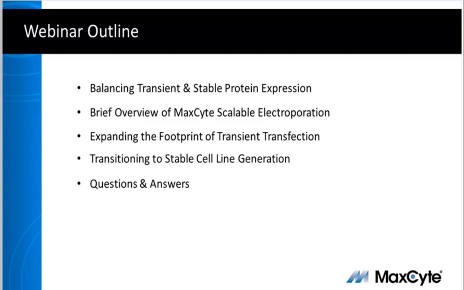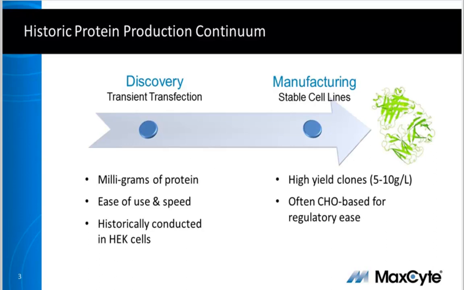Lastly, I'll discuss how Maxcyte transfection seamlessly segues into stable pool and stable cell line generation, shortening this phase of development as well. During the beginning stages of biotherapeutic discovery, hundreds of candidates are being evaluated to identify the more promising candidates based on binding affinity, biological activity, or other relevant metrics.